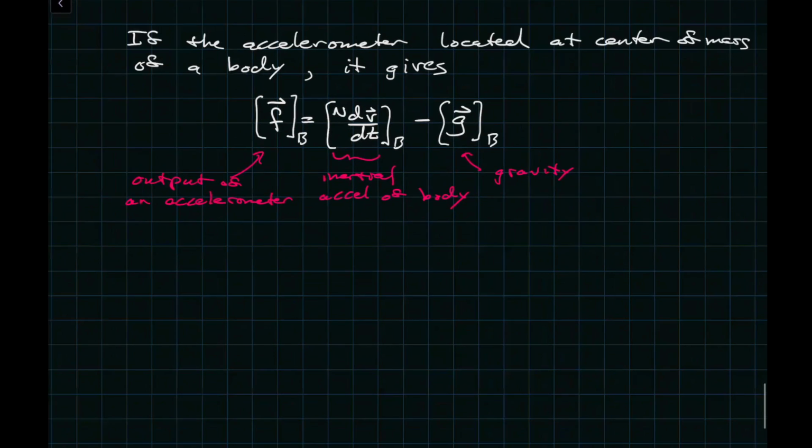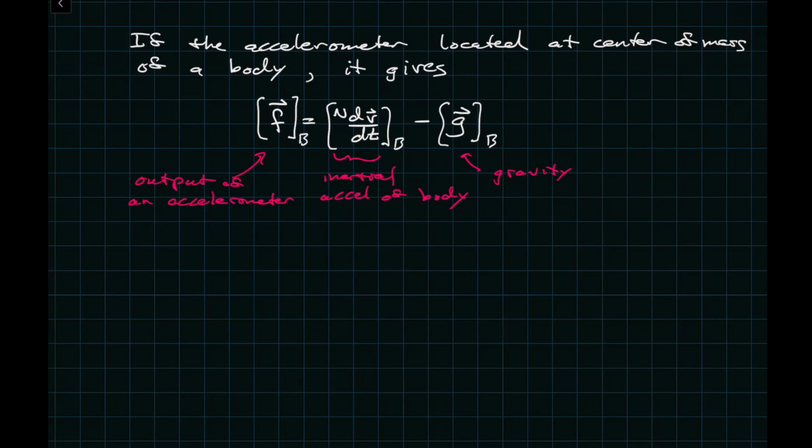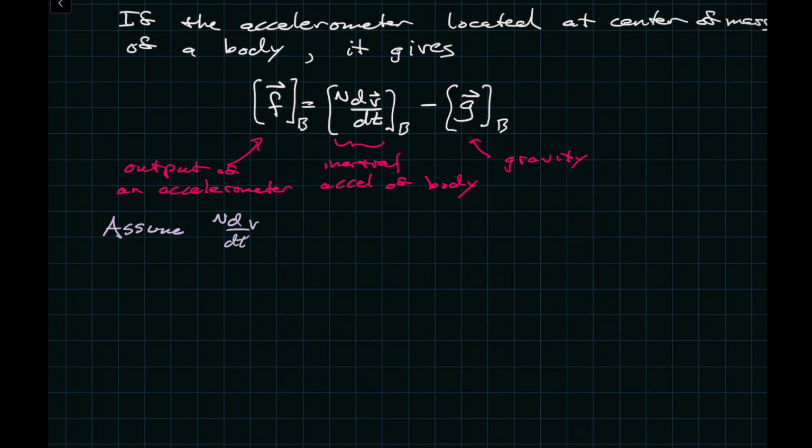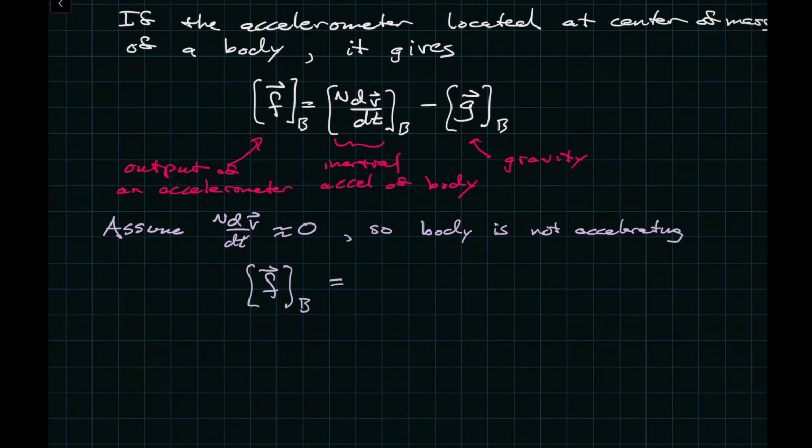So what are we going to do here? We're going to assume something. Just to do this example, you need other sensors if this isn't true. We're going to assume that the inertial acceleration of our body is 0. So first we'll assume that this is located at the center of mass and that this thing isn't moving. It's not doing anything, which maybe isn't the best. So we assume the inertial acceleration is about 0. Body is not accelerating. If we do that, then F in the body fixed frame is just equal to negative of the gravity in the body fixed frame.